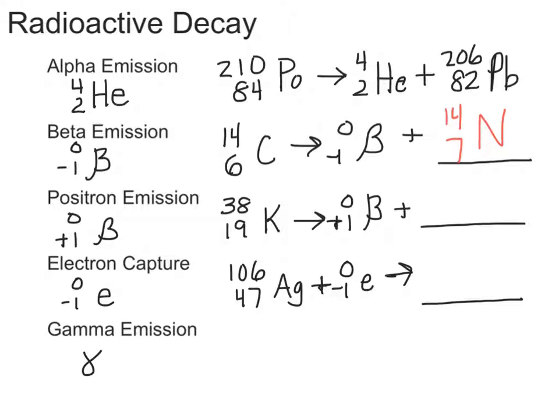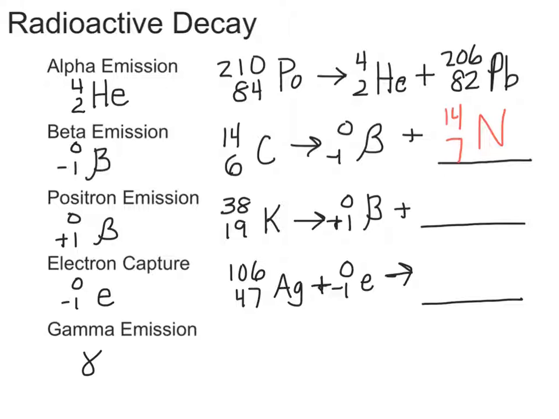The third type of radioactive decay is positron emission, and this occurs because the atoms are unstable due to their neutron and proton ratio being too small. So they're going to emit a particle that has the same mass as an electron but has a positive charge, and we designate that with the symbol 0 over +1 beta. 0 because electrons have no mass, and +1 because we're told a positron has a positive charge.